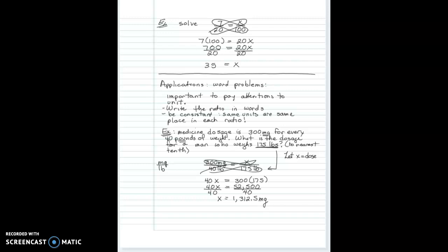And now I'm looking for the dosage. So x is going to be in the place of the milligrams, and that 175 is in the pounds, and we've declared that the pounds go in the denominator. So now when I cross multiply, I get 40x equals 300 times 175, or 40x is equal to 52,500. Dividing by 40, I get x is 1,312.5 milligrams.